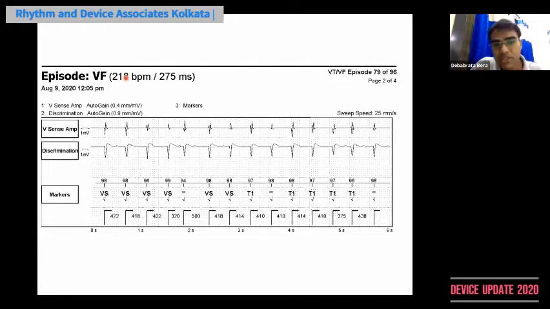I think Dr. Sanjeev Mukherjee discussed last week SVT and VT discrimination. There can be some overlap, just bear with me, but I think it will be useful for those who have not attended last week's cases.